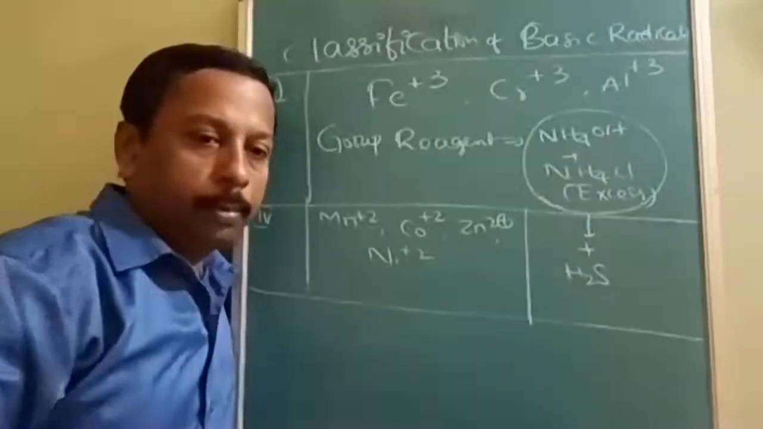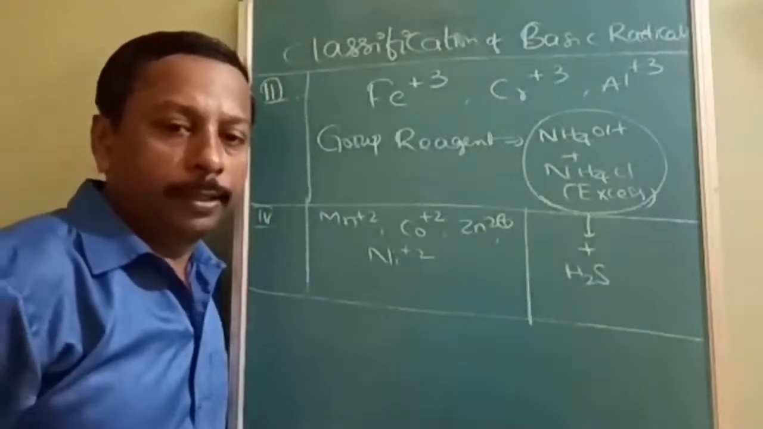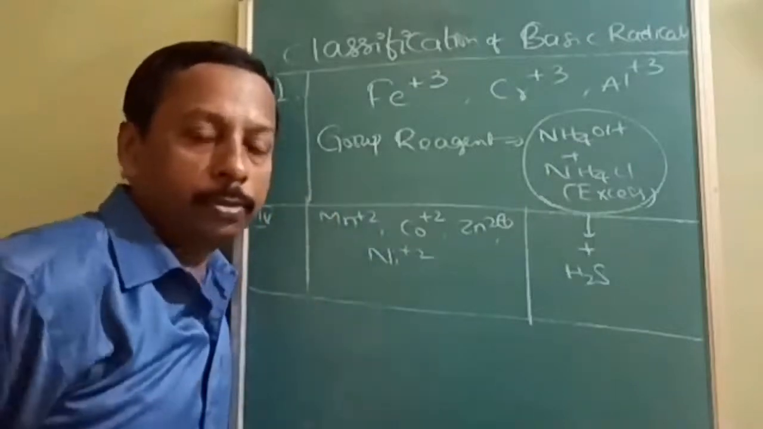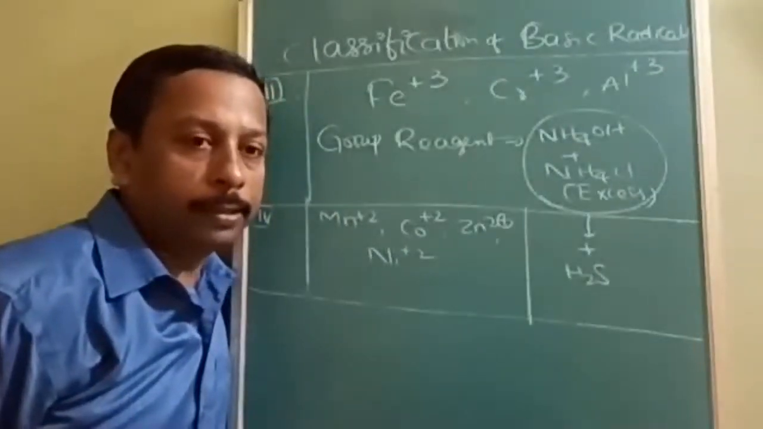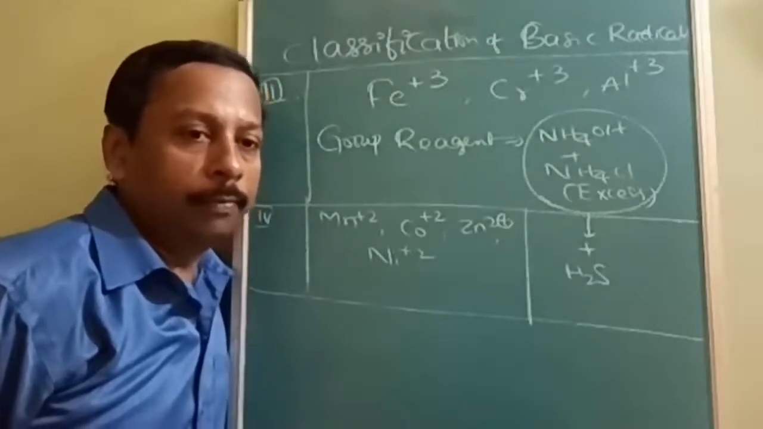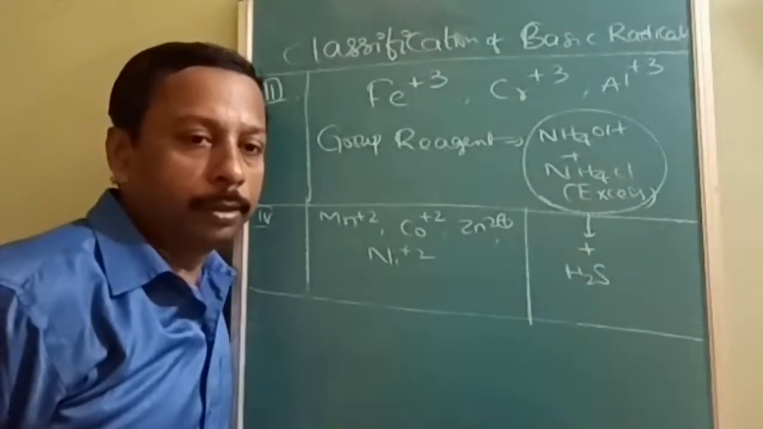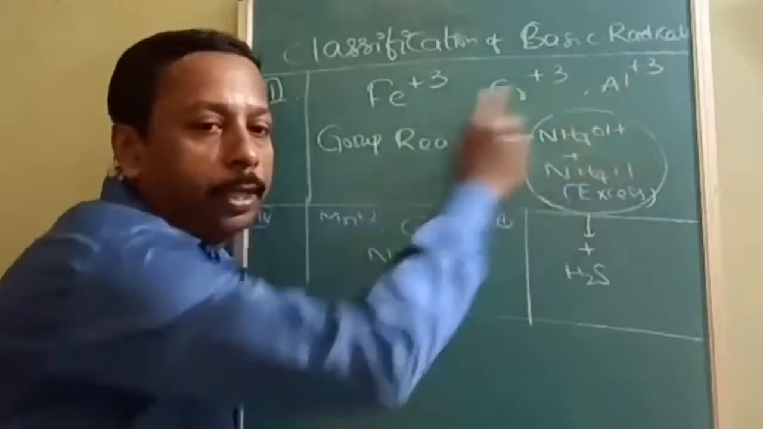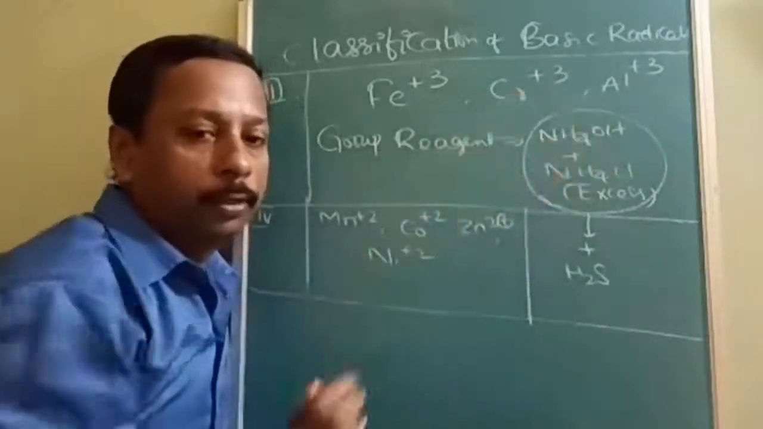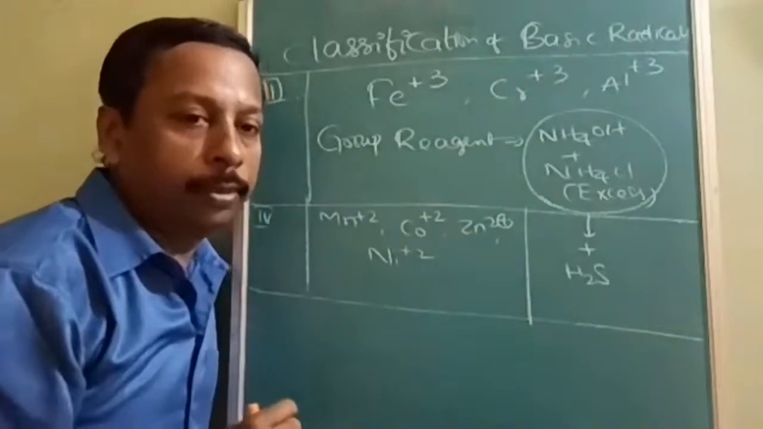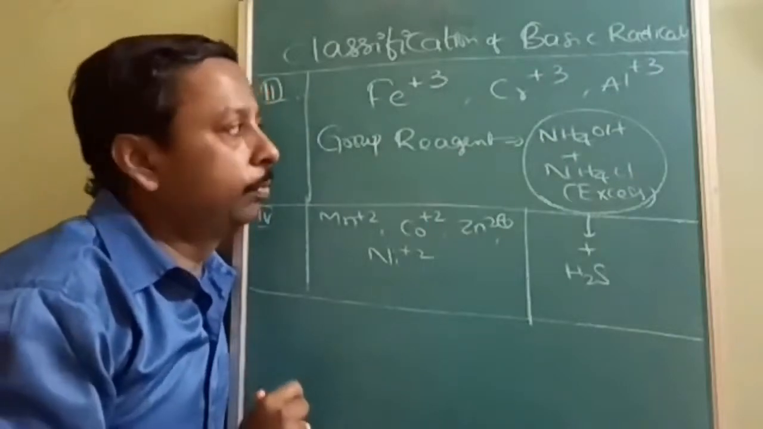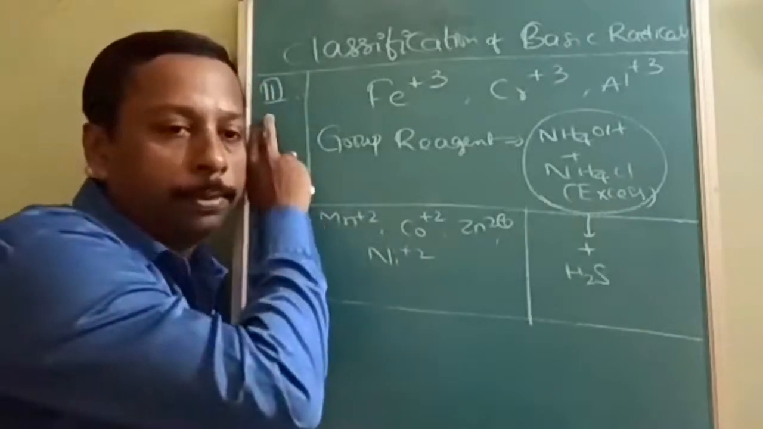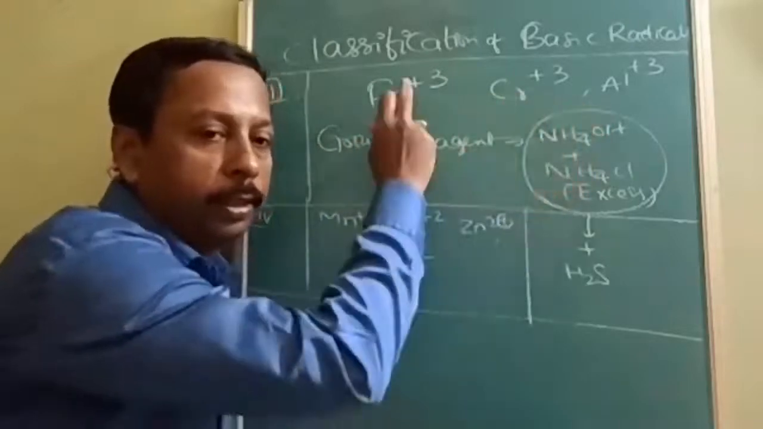Okay, next is the classification of basic radicals. Next is the third group. Second group we have studied. The second group contains how many ions? Total 11 ions, 5 plus 6. And the third group is only one group. There are no subgroups in the third group. As the name suggests, you will find only +3 ions, and the number of ions is also 3. This is how you should be able to remember. How to remember is a problem, so for that I'm giving you techniques. Third group, 3 ions, and all 3 ions are +3.